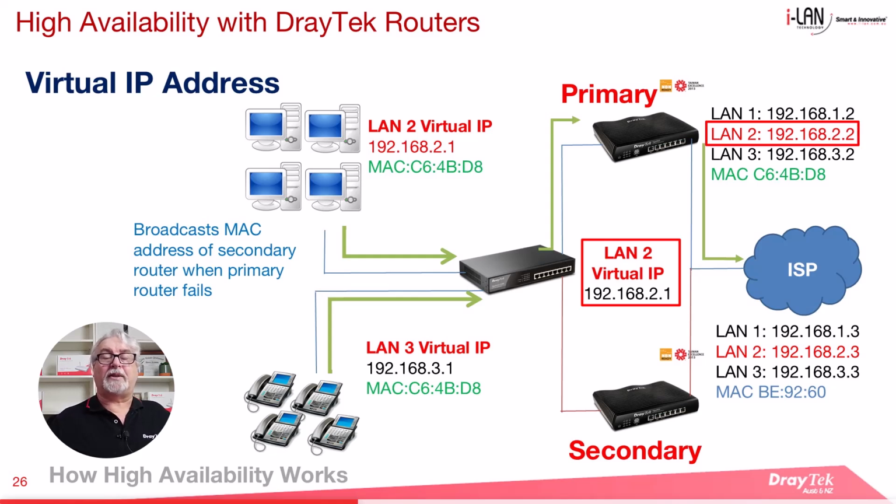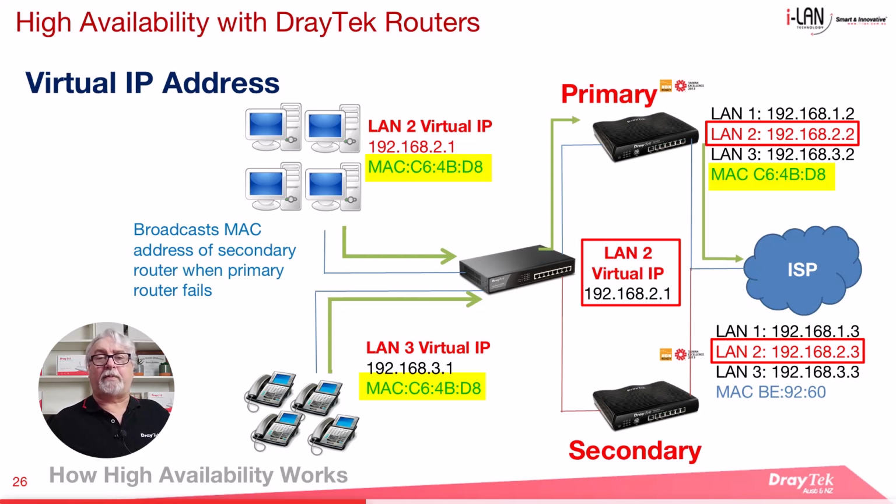And 192.168.2.2 is the primary router, and 192.168.2.3 is the secondary router. Notice the MAC address that is active in all LAN subnets is C6-4B-D8, which belongs to the primary router.